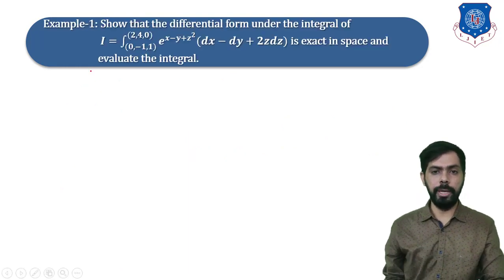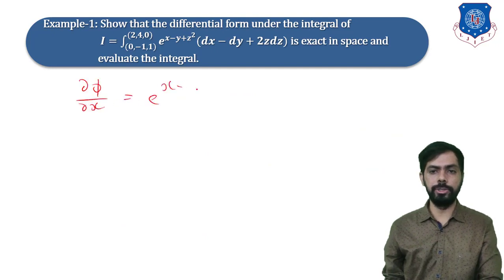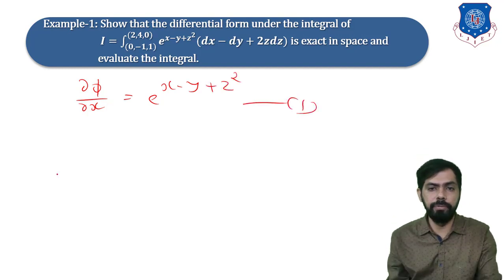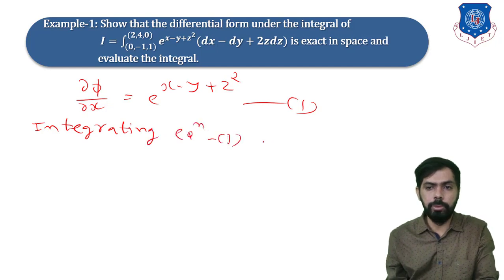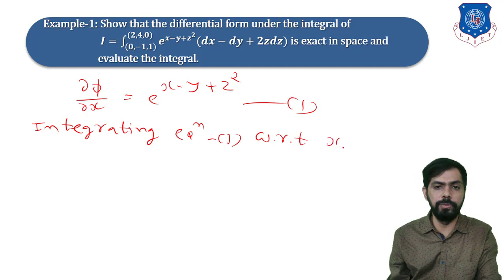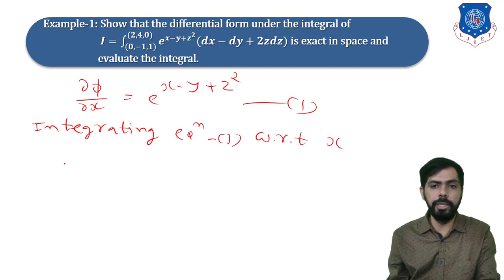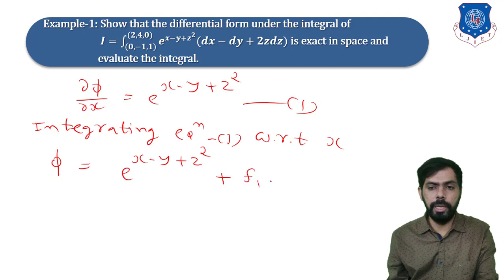Therefore del phi by del x will be e raised to x minus y plus z square. Now if we take integration of this equation with respect to x, so integrating the equation with respect to x, the integration of del phi by del x with respect to x will be phi, and the integration of e raised to x minus y plus z square with respect to x will be e raised to x minus y plus z square plus some function of y and z, because y and z are constants.